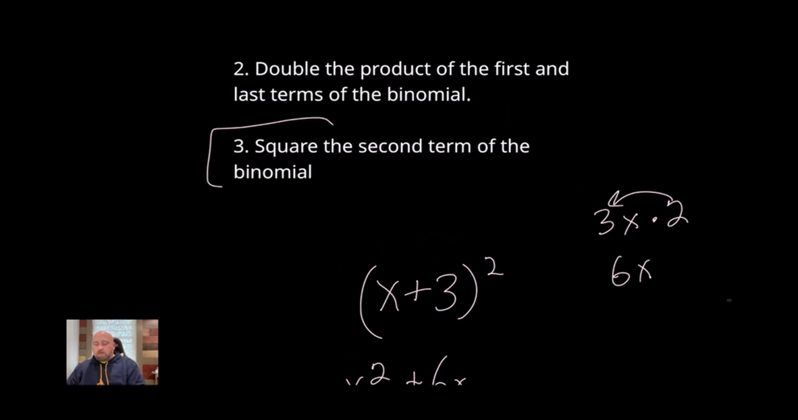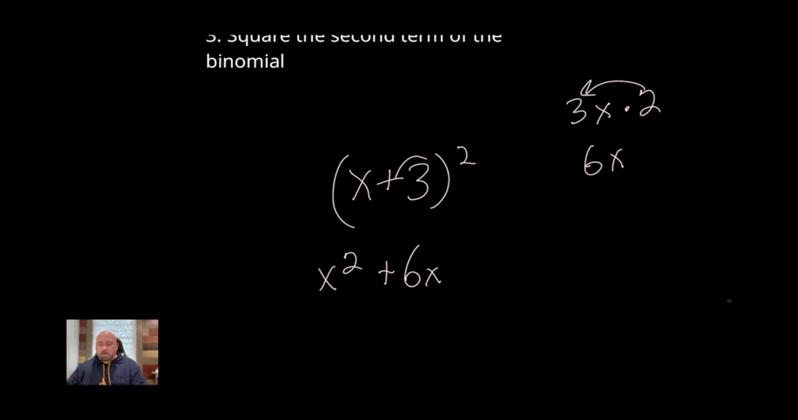And then the last one is to do what? Square the second term of the binomial. What's the second term? Well, it's 3. What is 3 squared? It's 9. So plus 9. All right, now I'm going to do this over here because I want you to see that that actually does equal that.